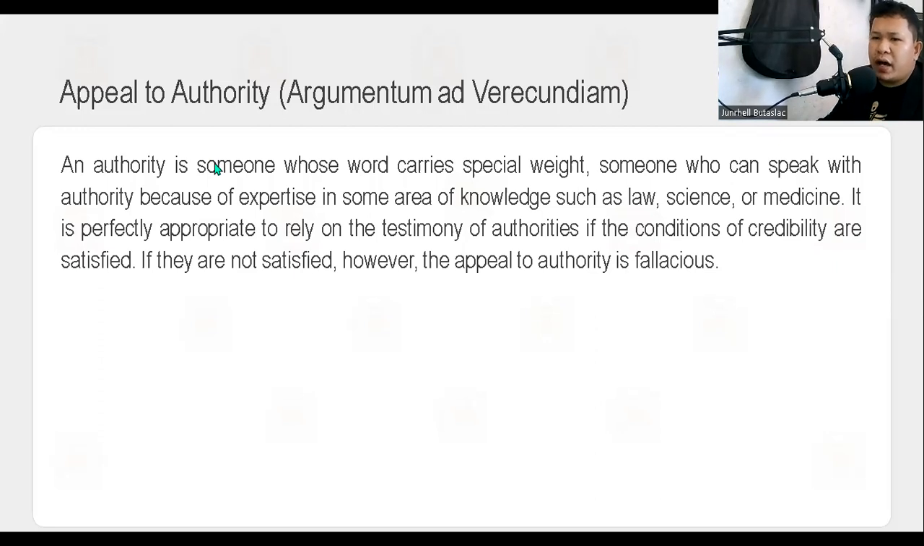The argumentum ad verecundiam: an authority is someone whose words carry special weight, someone who can speak with authority because of expertise in some area of knowledge such as law, science, or medicine. It is perfectly appropriate to rely on the testimony of authorities if the conditions of credibility are satisfied. If they are not satisfied, however, the appeal to authority is fallacious.